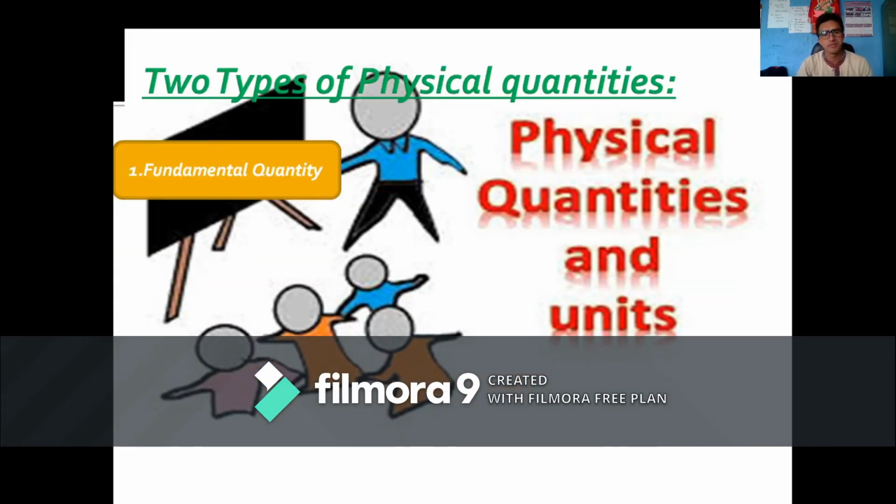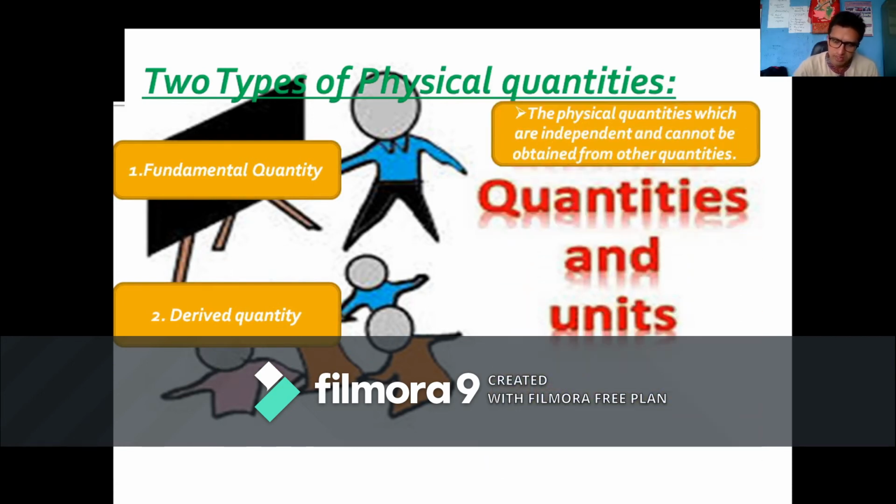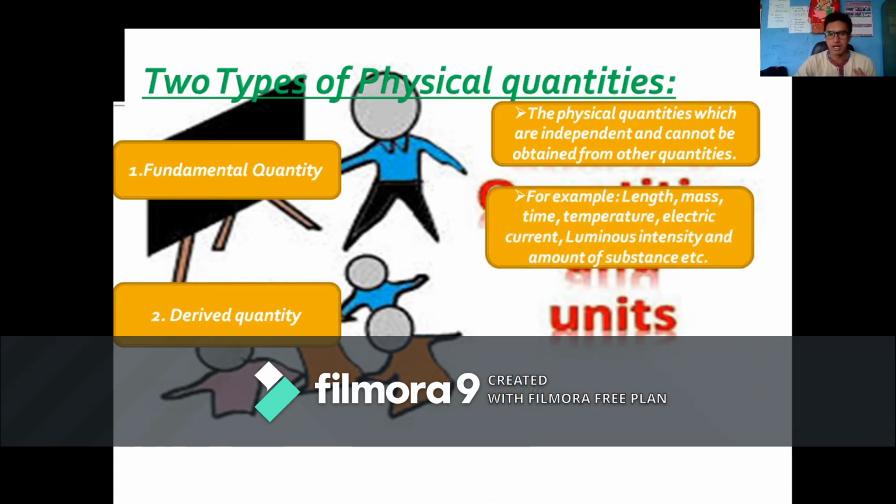Then after, we should know the types of physical quantities. How many types of physical quantities are there? There are 2 types: fundamental quantity and derived quantity. Fundamental quantities can be defined as the physical quantities which are independent and cannot be obtained from other quantities. For example, length, mass, time, temperature, electric current, luminous intensity and amount of substance. The fundamental quantity is also called basic quantity. There are 7 basic fundamental quantities.